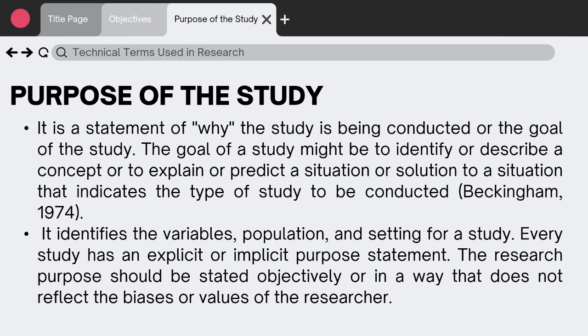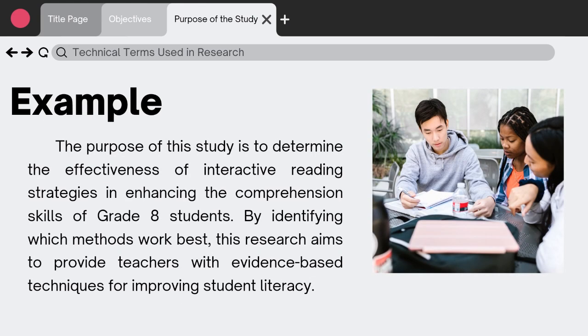Some studies just put the paragraph of the purpose of their study on the introduction itself, but some separated it. So here is an example of a purpose of the study. Here, it states the goal and the aim of the study.